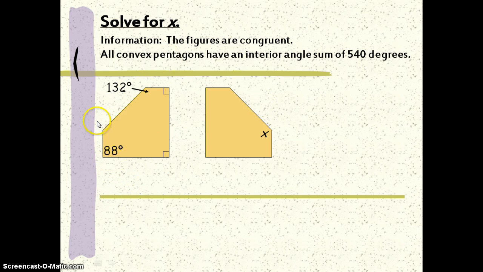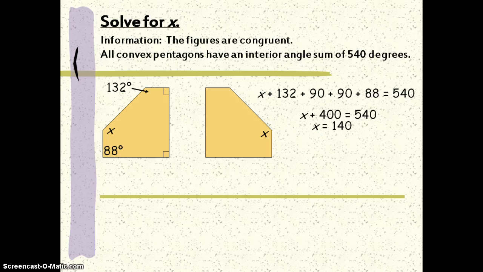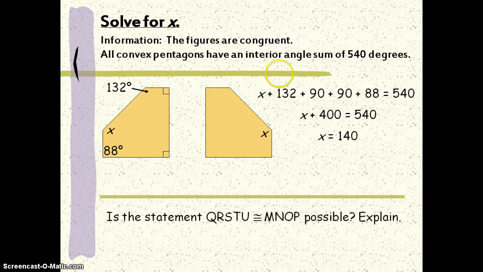Well, on the first figure, I'm missing one angle, and on the second figure, I only have one angle. If we were to take this second figure and flip it over onto the first figure, this missing angle would match up with x. So we know that that's an x right there. Now I can use the fact that the angles have to add up to 540 degrees to set up an equation. So I'm going to add up all 5 angles and set it equal to 540 degrees. This allows me to solve for x. So I combine my like terms and subtract 400 from both sides to get that x is equal to 140.